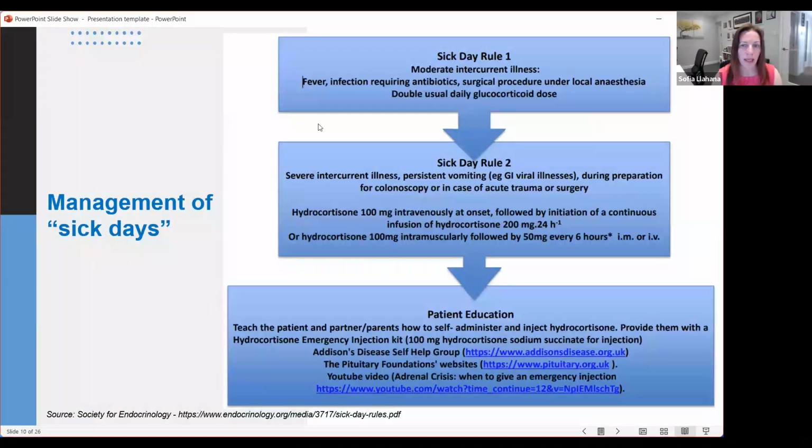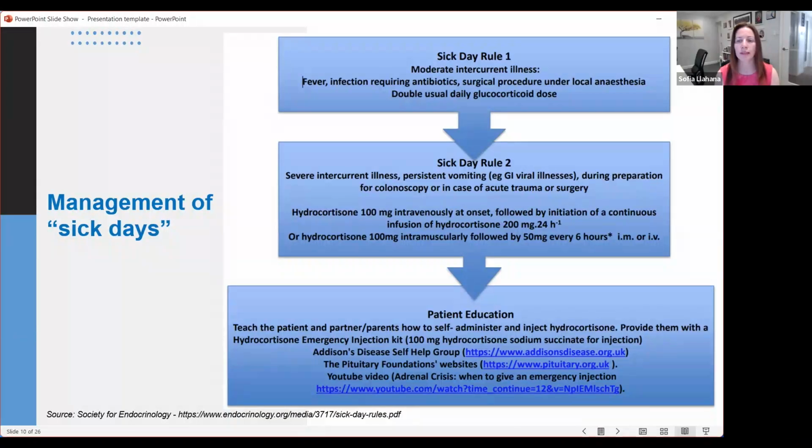Coming on to the management of sick days, this is a simple graph which you can access from the Society for Endocrinology, and it's 3 areas that we focus on when we talk about sick days. It's the moderate intercurrent illness. So this is when you have an illness that is managed at home, such as a fever, infection requiring antibiotics, surgical procedure under local anesthesia. And in this case, you need to adjust the dose of your hydrocortisone tablets or prednisolone, if that is the case, to support your body to cope with that additional stress caused by physical illness, but also emotional illness.